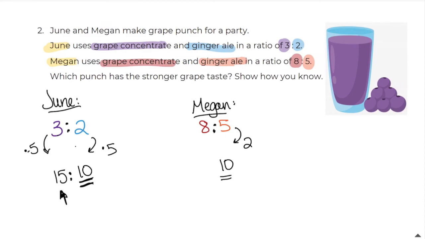And here, if I multiply the 5 by 2, then I have to multiply the 8 by 2. And 8 times 2 is 16. So this is saying for every 10 parts ginger ale, I need 16 parts grape juice, which tells me that Megan's grape punch has a stronger grape taste because she has 16 parts versus 15 parts.